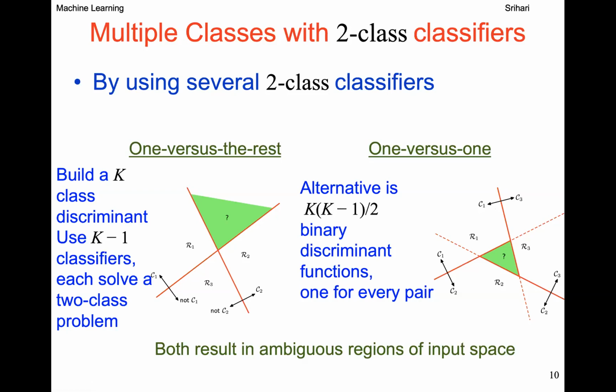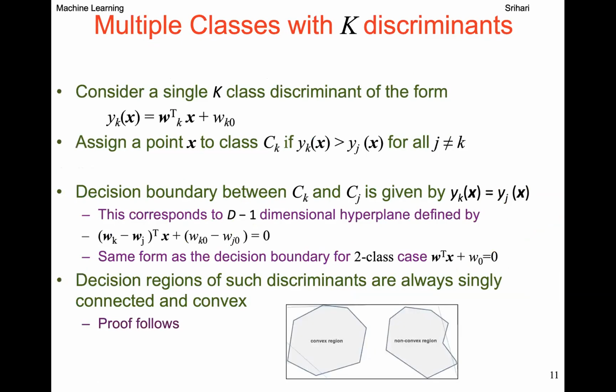So anyway, these are the issues with multiple classes with two-class classifiers. But there is an unsatisfactoriness about it, because there is an ambiguous region where you cannot say what that area is. This is pure geometry. We're simply saying, if a point falls here, how can you say which class it belongs to? So you cannot. And so the way is to handle multiple classes using K discriminants.